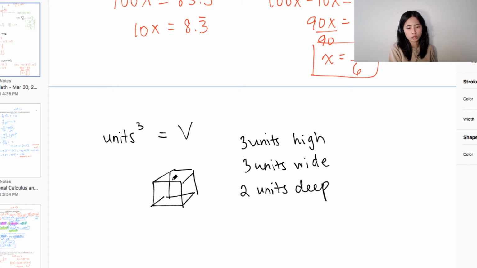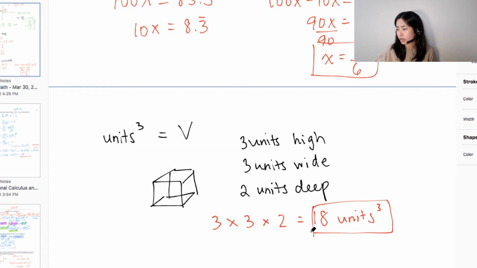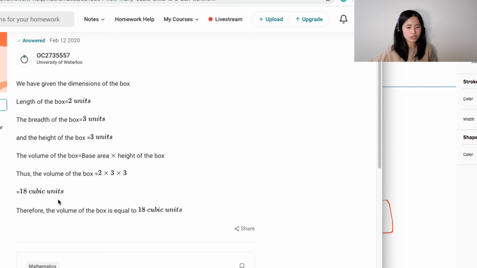So if you remember, in order for you to find the volume of a cube, all you have to do is multiply length times width times the height. So in that case, all you have to do is multiply 3 times 3 times 2. That would be 3 times 3, so that's 9, times 2, that's 18. So this is 18 cubic units. Okay, great. That's it. I don't think that question was too bad, so yeah, 18 cubic units.